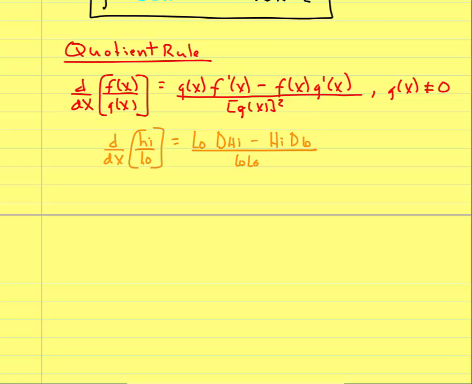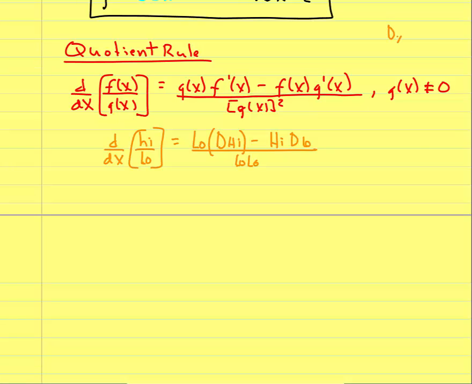And I have a tough time remembering this one, so I have to run through it one more time to make sure I have it right. Low d high minus high d low all over low low. Now this d high is the derivative of the numerator basically. It's the derivative of the top. So it's not d times high, it's derivative of high.